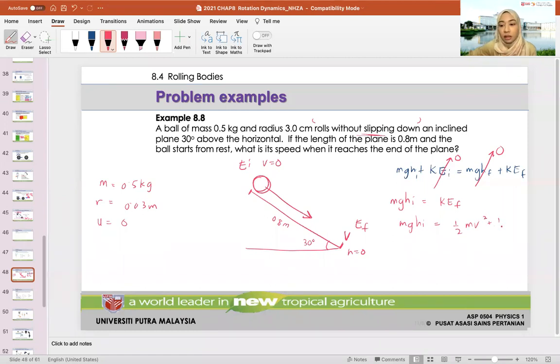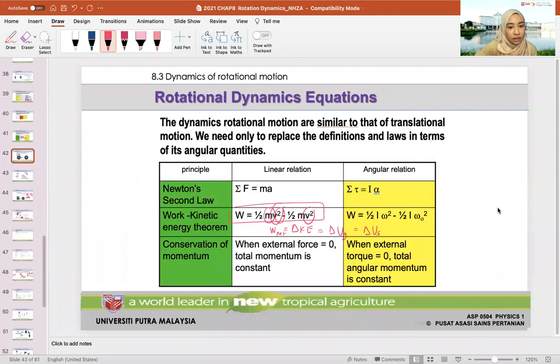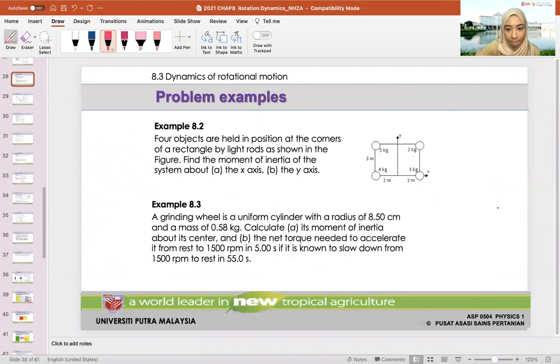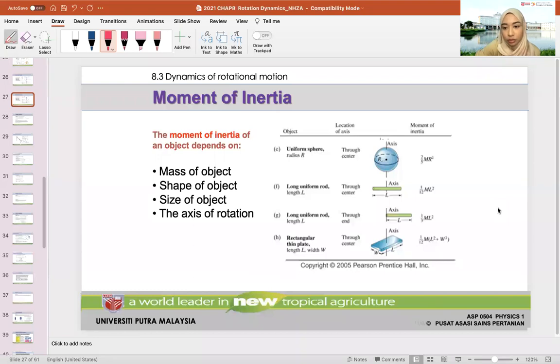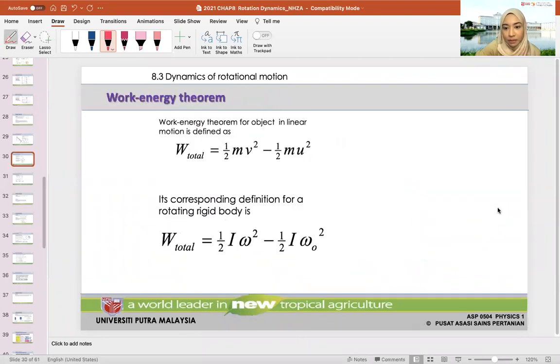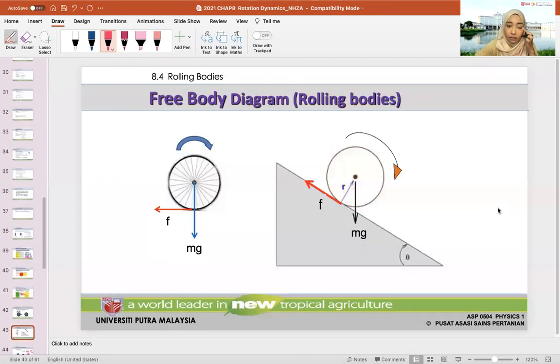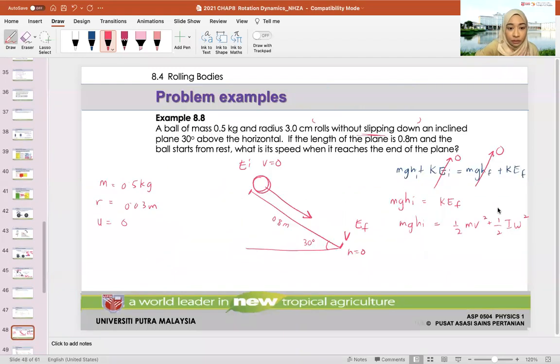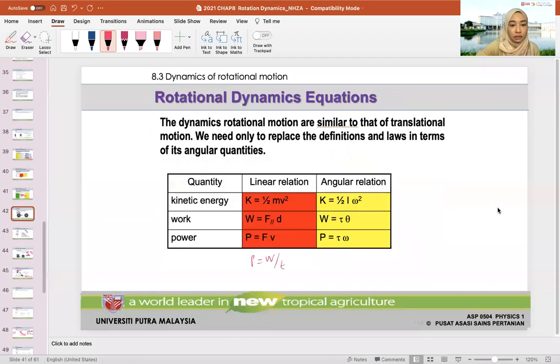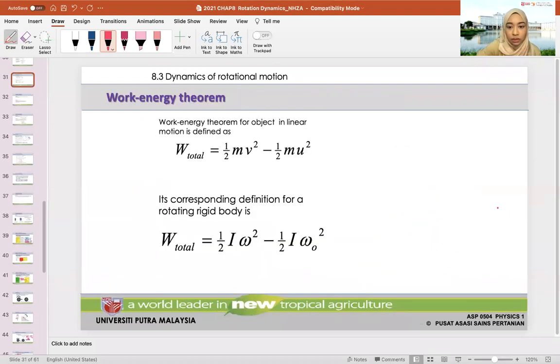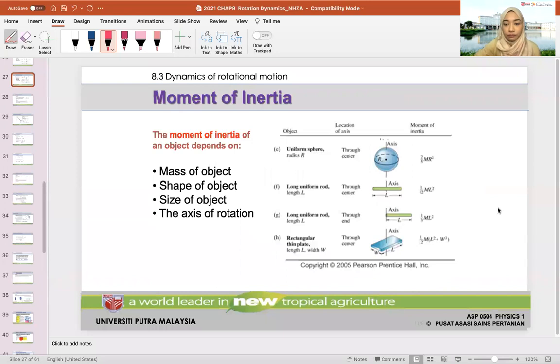I don't know why I'm stuttering today. 1 over 2 I omega squared. So we need to know what is the I for our ball, right? Let's go back to our table because I also don't remember. What is the I for a ball? It is 2 over 5 mr squared. Is it a ball or a disc? Let me see. A ball. Okay, if it's a ball, it should be a sphere lah. So this is the I for a sphere, 2 over 5 mr squared.